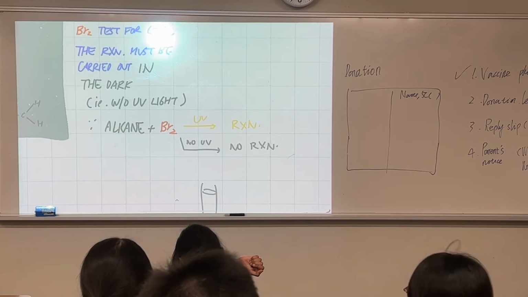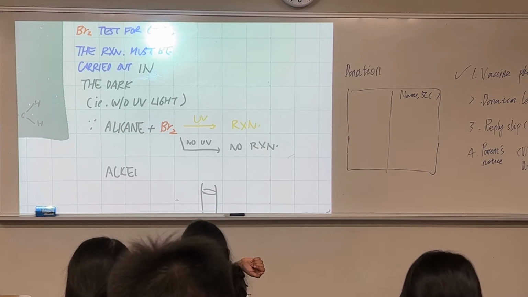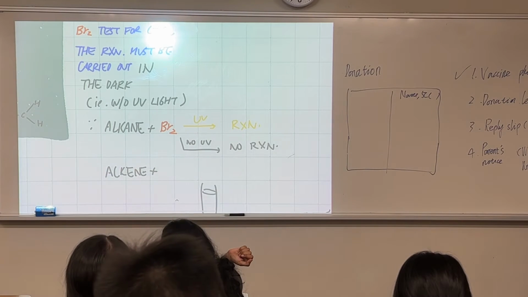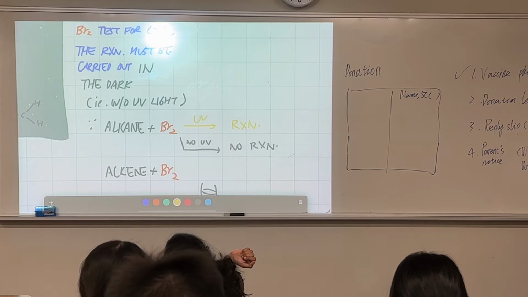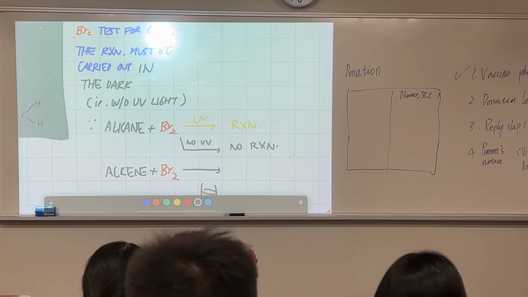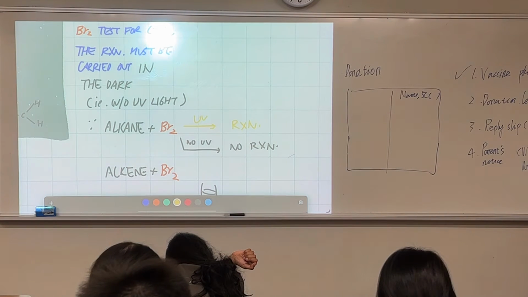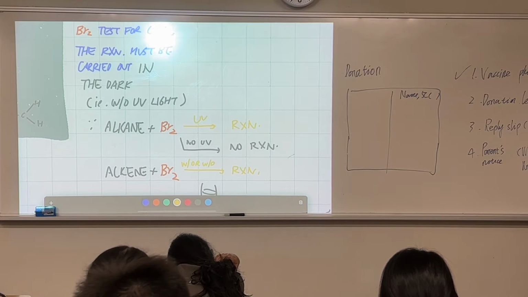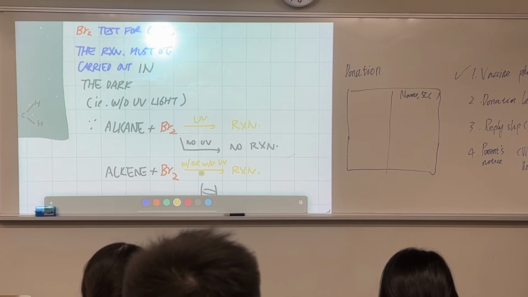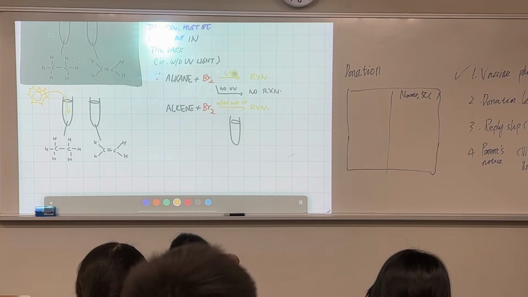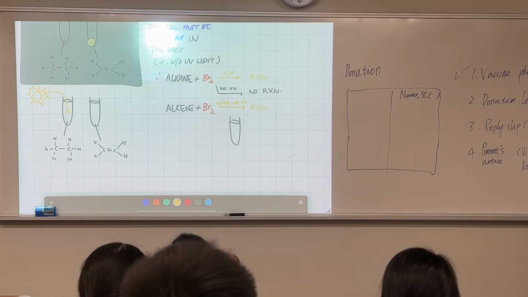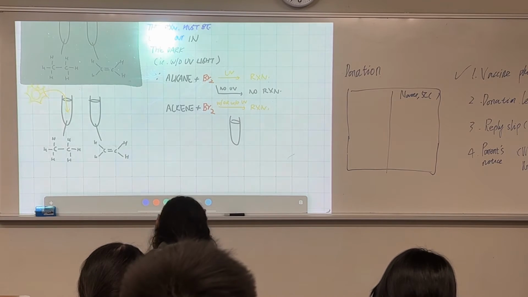And then for alkene, it's different. Alkene will react with bromine no matter what, with or without UV light. It just doesn't care, you can say. Or you can just assume that alkenes are so reactive that with or without UV light, there will always be a reaction. It will happen still. So this is why you want to do this experiment in the dark. Because if you do it in UV light, you will not be able to tell them apart. They will both turn colorless. If you do it in the sunlight, they will both turn colorless.